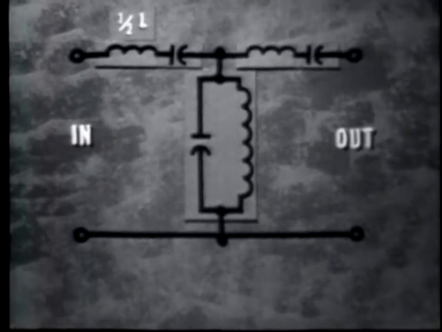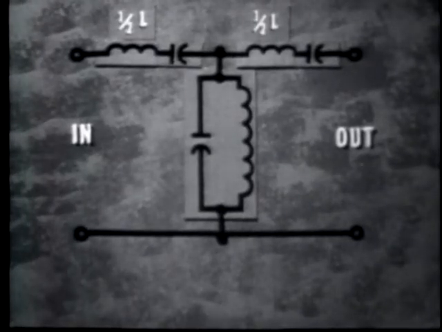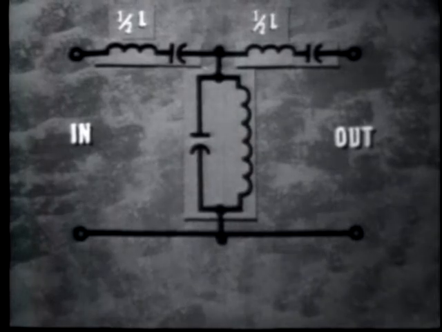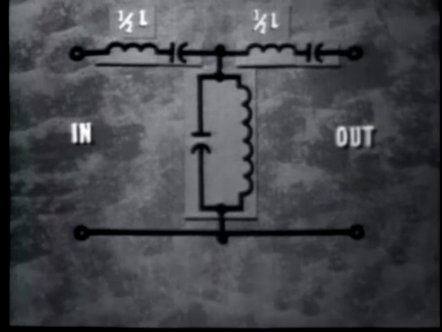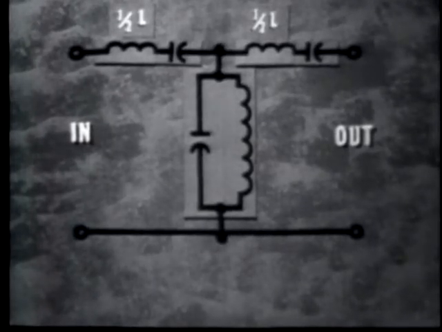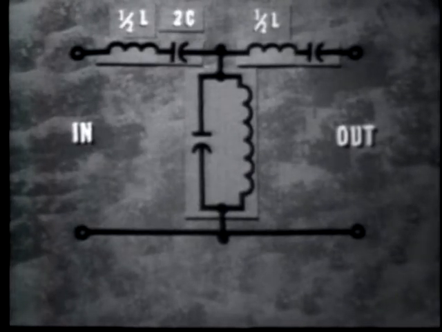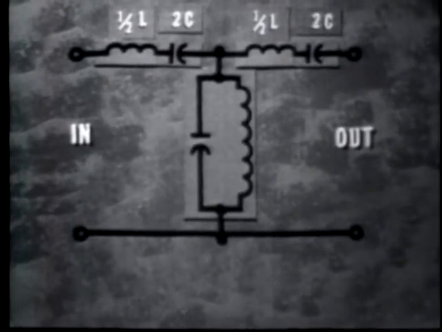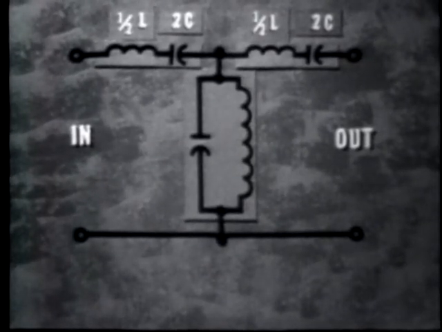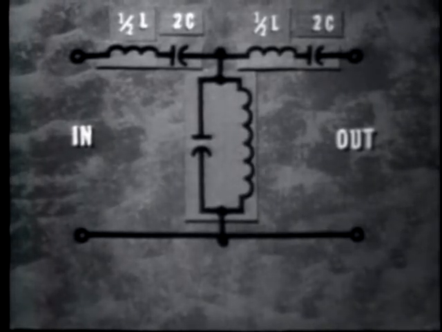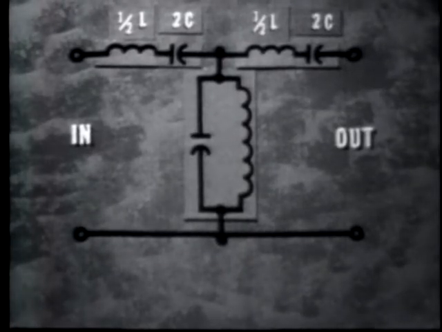So 1/2 the total inductance must go in the input tank, 1/2 in the output tank. Capacitors in series are added like resistors in parallel. So to maintain the total required value of capacitance, we must put twice the capacitance in this tank and twice C in this tank. Thus, total values of L and C remain the same as originally required, and this circuit, the T section band-pass filter, will still affect the same frequency range as did the basic L section.